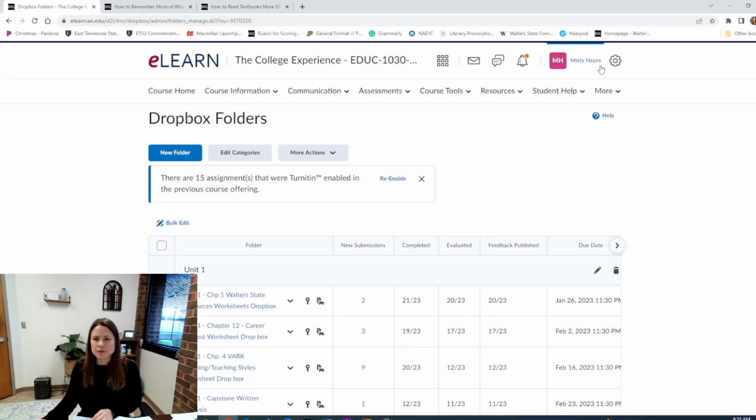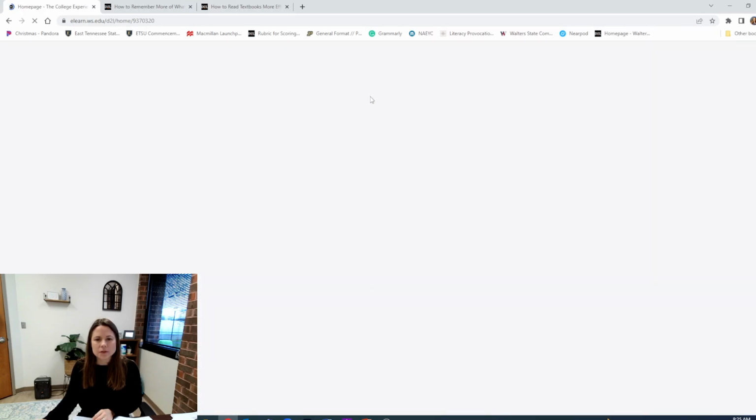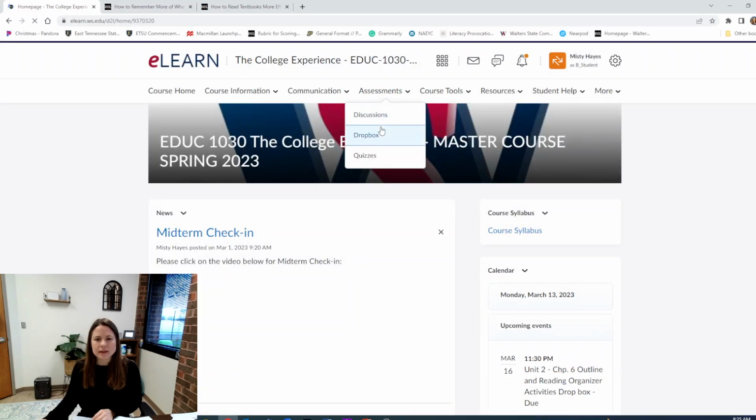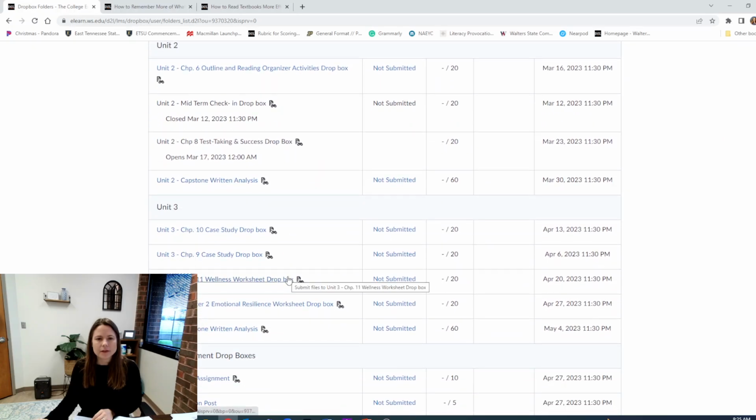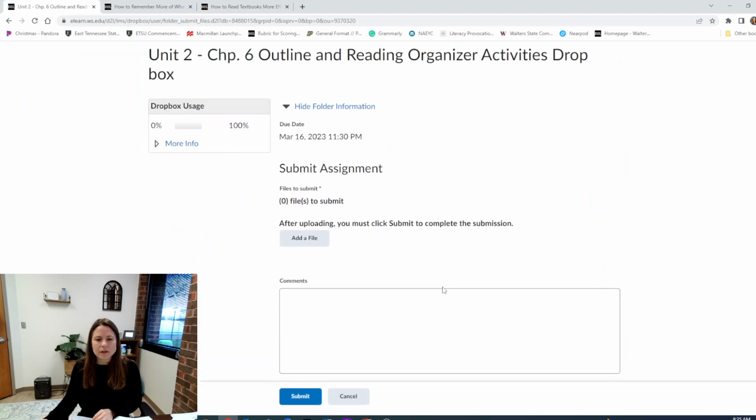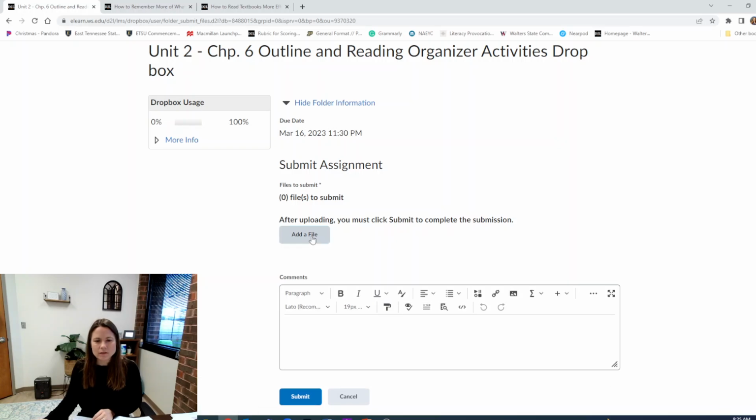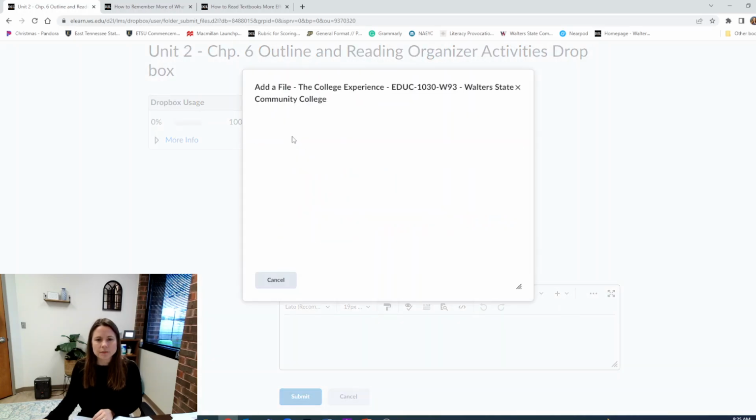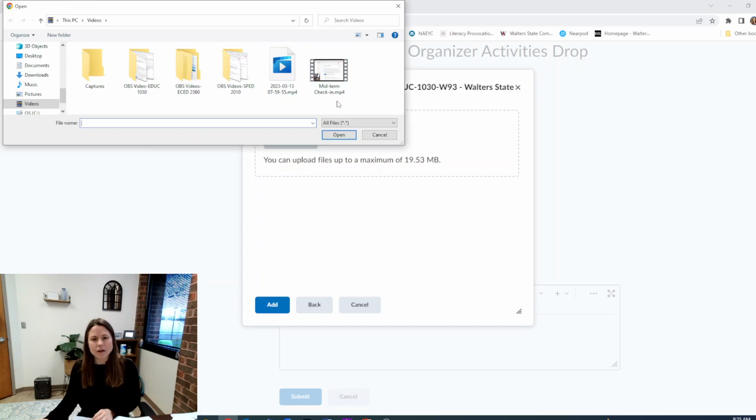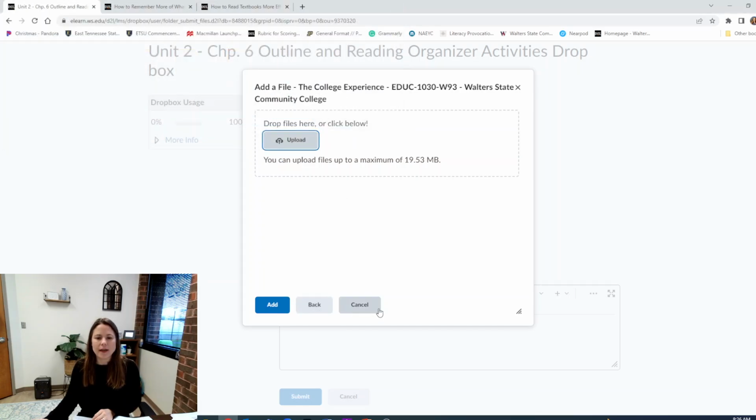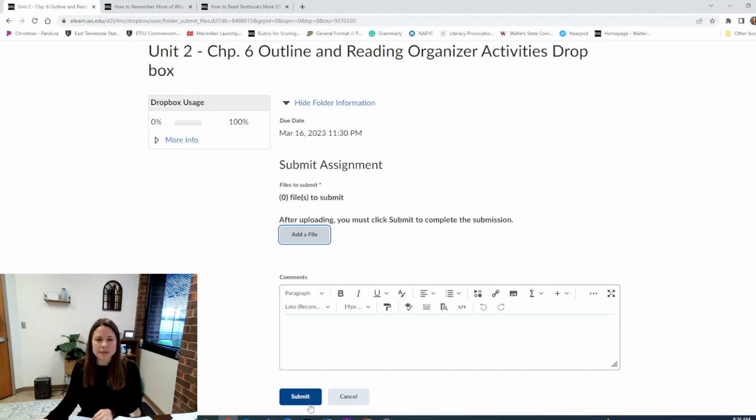So I'm going to show you in student view so you can see what I'm talking about. So to get to it, hit assessment and hit Dropbox. And if you'll go down here, chapter 6, you click on it, you should be able to add your file. So you'll go into your computer, you will upload both your organizer, and then you can also upload your formal outline, and then you will hit add. And you do that for both of them before you hit submit. So you should be able to drop both files into Dropbox.